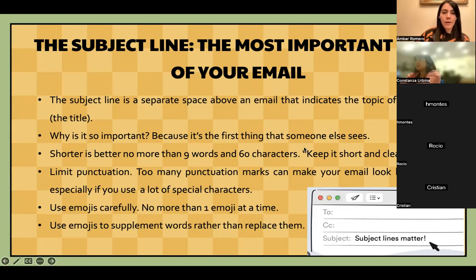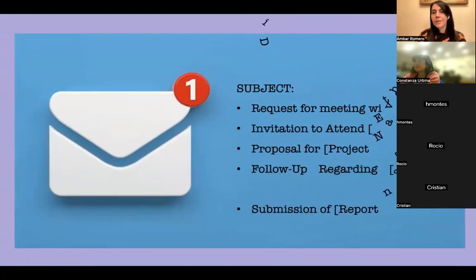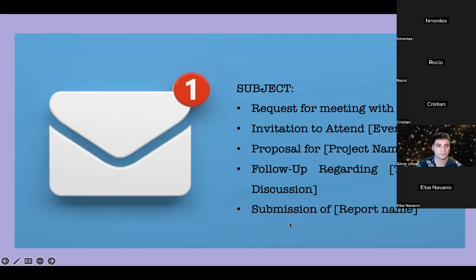All right. So let's look at some examples of good subject lines, okay? In formal contexts, of course, we're not talking about informal emails, but formal ones. For example, the first one says request for meeting. You see, it's very short, to the point, and then you write the name of the person you are writing to. Next example says invitation to attend, and you write the name of the event. Invitation to attend conference, for example, seminar, workshop.